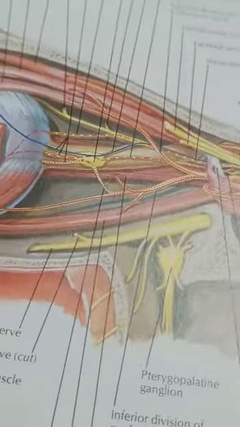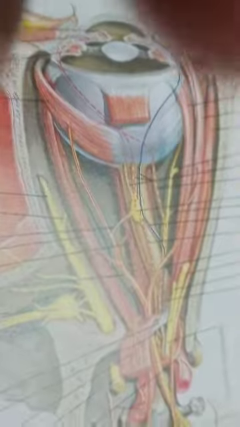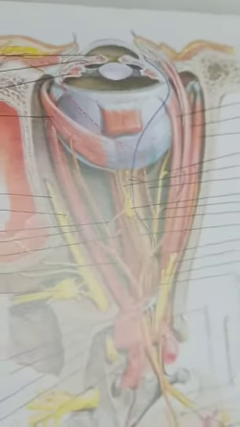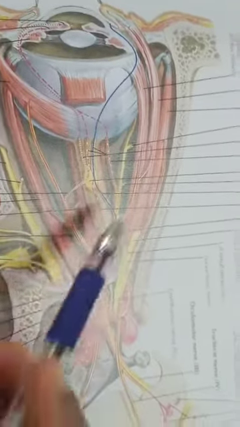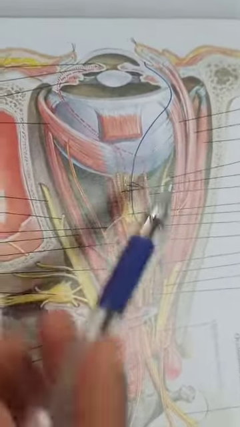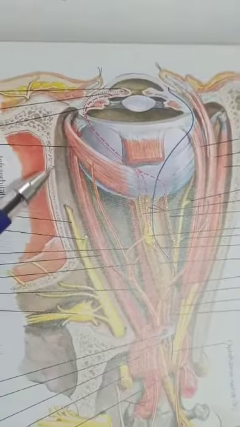Welcome students. Today we can study about extraocular muscles. Extraocular muscles are the muscles which are seen inside the orbit. Here we can see this is the orbit. This is the bony orbit.